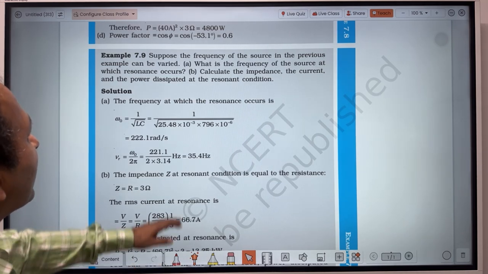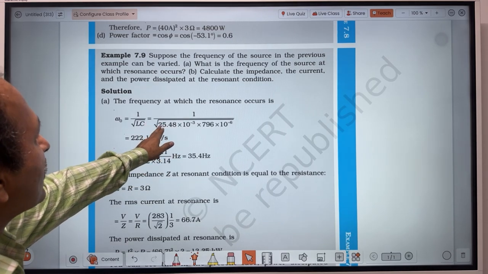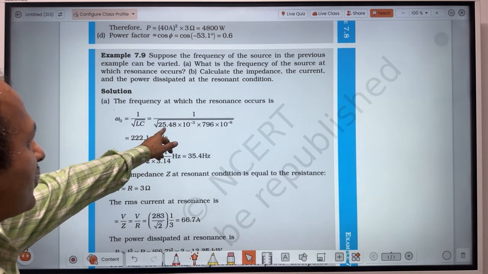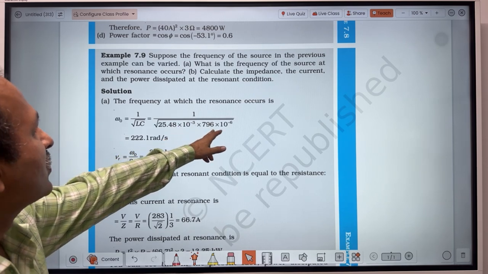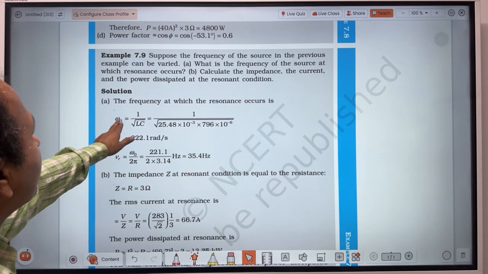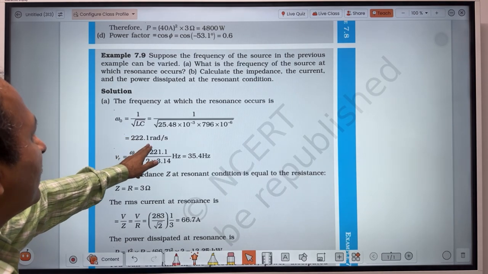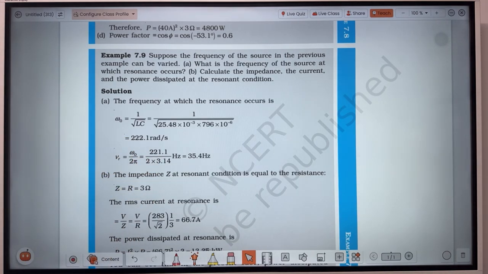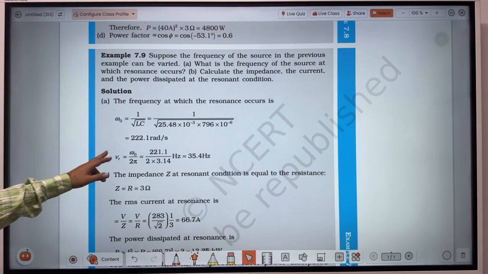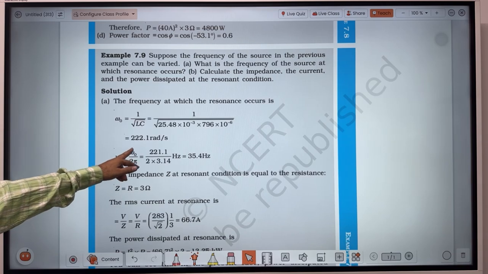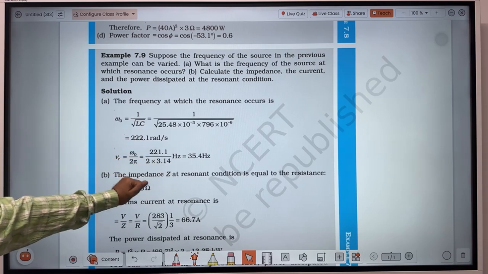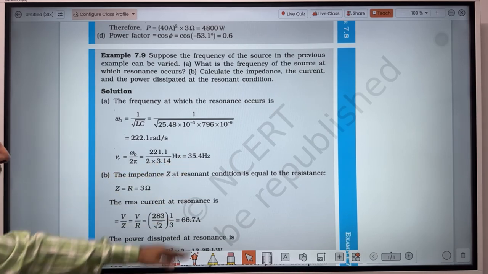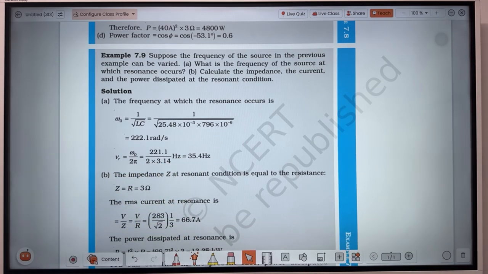So in the previous case, we are having L as 25.48 millihenry, so 10 power minus 3, and capacitance was given as 796 microfarad. After putting these values, we get this angular frequency as 221.1 radian per second. And since omega equals 2 pi f, frequency nu can be found as omega 0 divided by 2 pi. So omega 0 we have got 221.1 divided by 2 into 3.14 hertz. That comes out to be 35.4 hertz.